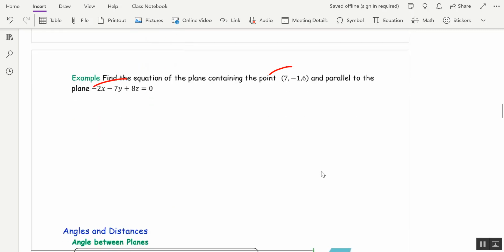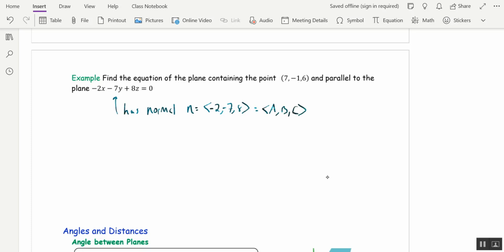Find the equation of the plane through this point parallel to this plane. Well, this plane, by our cool theorem, has normal n equal to -2, -7, 8. And if our plane is parallel to that plane, then our plane has the same normal. So that's what we want to use as our A, B, C in the Use Me Every Day. And we're given our x0, y0, z0.